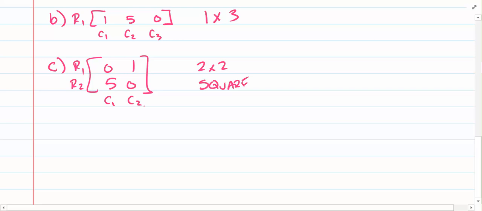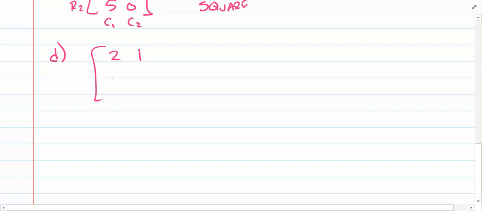So what is the entry in A12? 1. Very good. How about A21? 5. How about A11? 0. And how about A22? All right, is that making sense? So we just have a way of actually describing where these things are in the actual matrix. Very, very helpful.